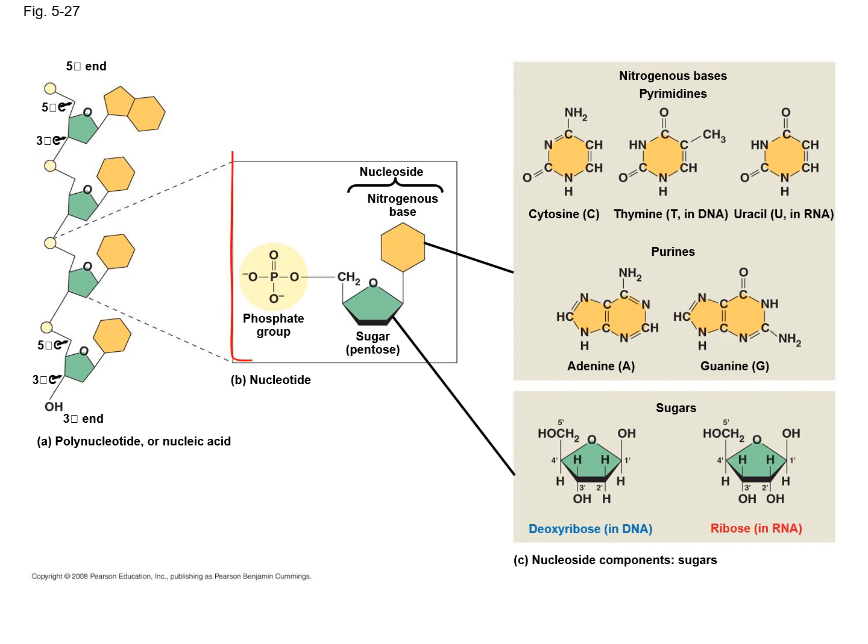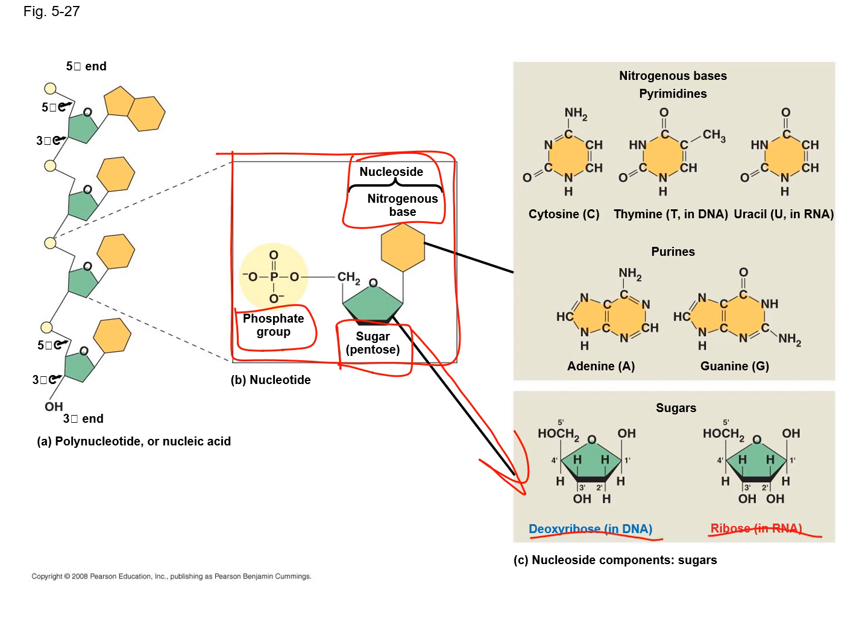This again is the basic structure for a nucleic acid. Every nucleic acid has a sugar, a phosphate group, and a nitrogenous base. Now there are two different types of sugars that nucleotides may have. It may be a deoxyribose, which is found in DNA, or it may be a ribose, which you find in RNA. So depending on the type of sugar, that defines whether the nucleotide is found in DNA or RNA.